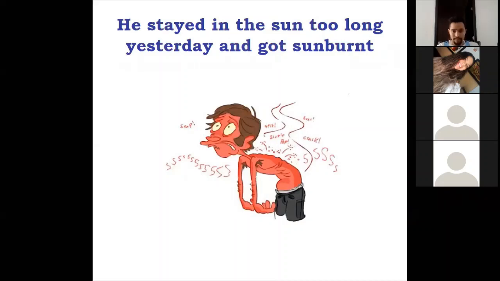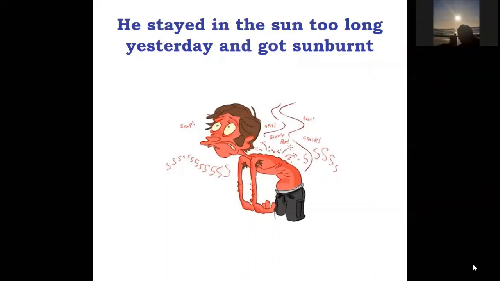If he hadn't stayed in the sun too long, he wouldn't have gotten sunburned. Something's missing, miss. He wouldn't what? Have gotten. All right, he wouldn't have gotten sunburned, right? Recuerden siempre usar el have. Si no lo usan, pues te estarían diciendo algo diferente, all right?